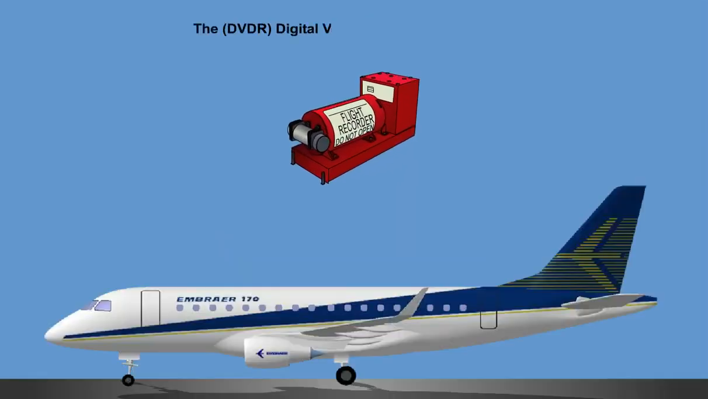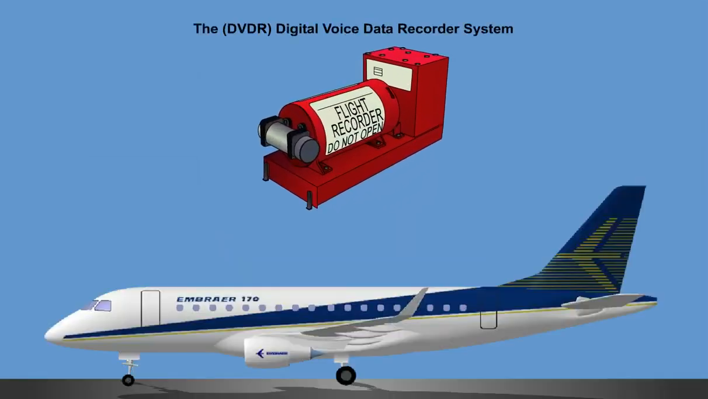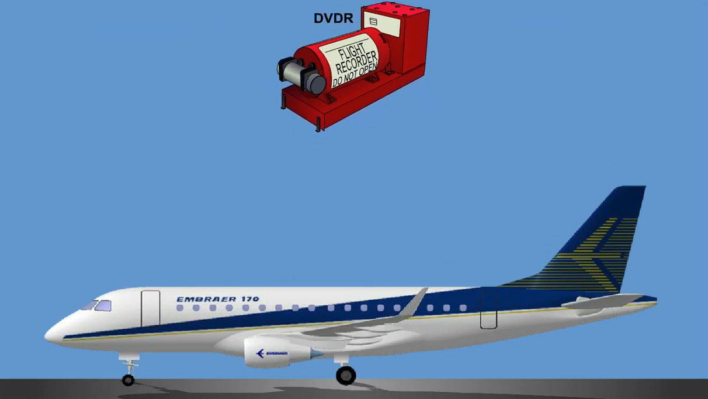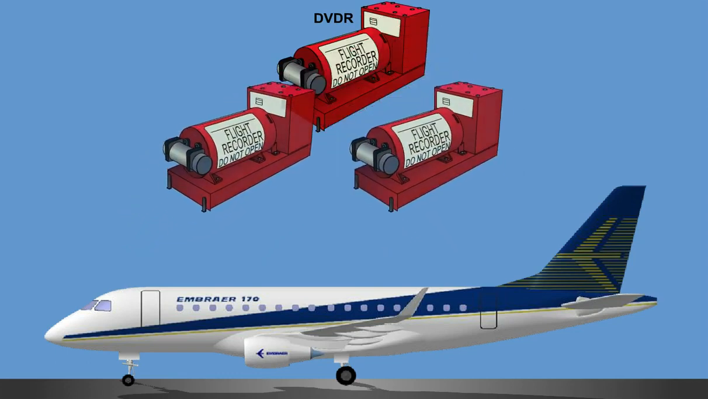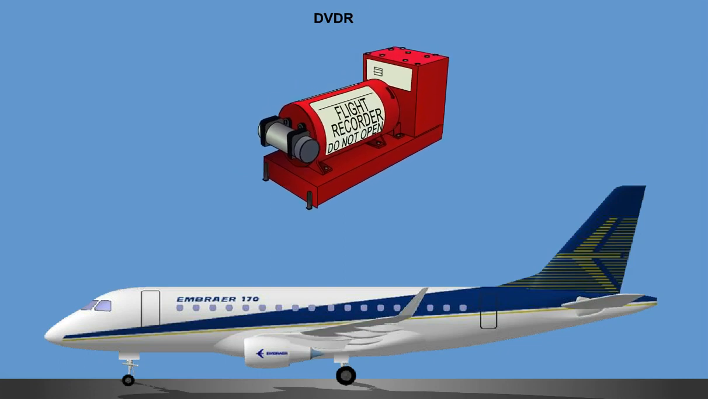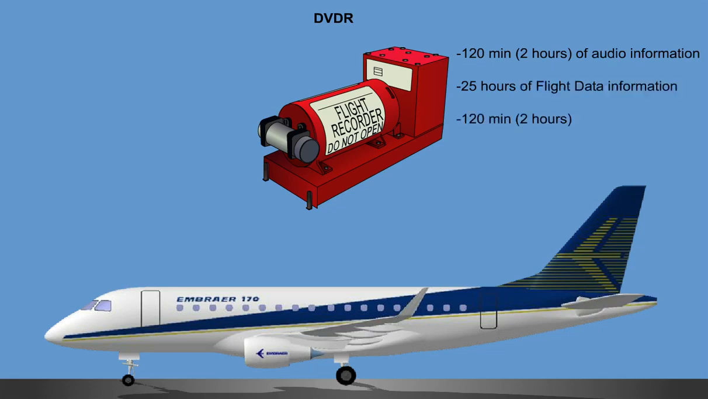The DVD-R Digital Voice Data Recorder System is capable of receiving, recording, and preserving all required flight data parameters and voice recordings on board the aircraft. It combines the function of a flight data recorder with the function of a cockpit voice recorder in a single solid-state recording unit. The Digital Voice Data Recorder unit is capable of recording the most recent 120 minutes, 2 hours, of audio information, 25 hours of flight data information, 120 minutes, 2 hours of digital communication messages, and Greenwich Mean Time, GMT.